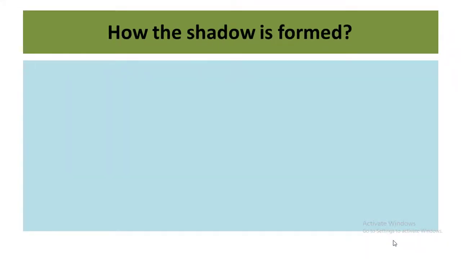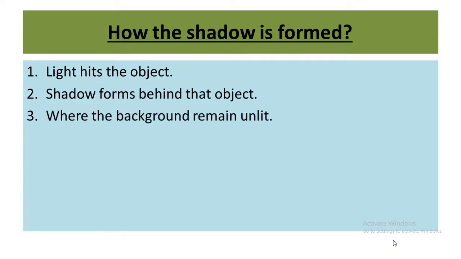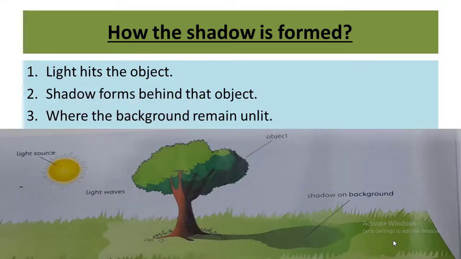So now let's see how the shadow is formed. Light hits the object, the shadow forms behind that object, where the background remains unlit, means unlightened. Background will remain dark. Now I have a picture for you.